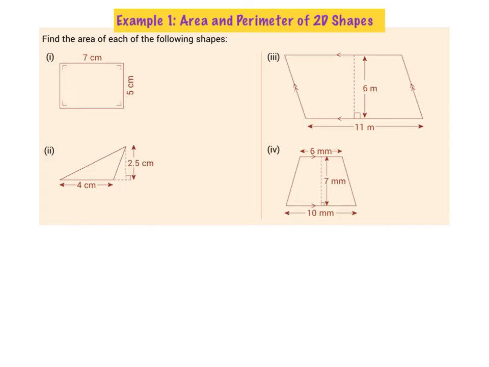So let's have a look at some practical area and perimeter questions. So let's establish what these are. The first shape is a rectangle because it's got 7 and 5, so it's not a square. The next shape is a triangle, and we know what the formula is for that. This shape is a parallelogram, and again we have a formula for that. And this shape is a trapezoid or trapezium, and we have a formula for that.